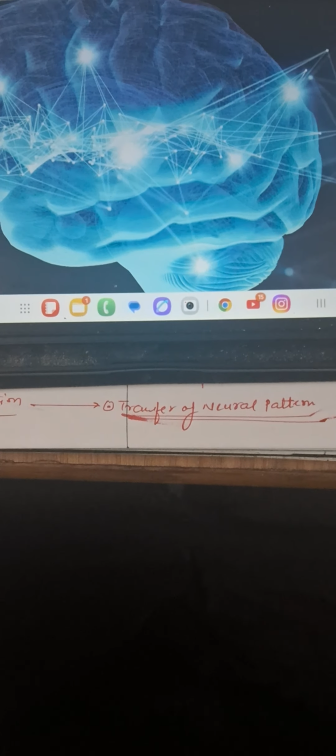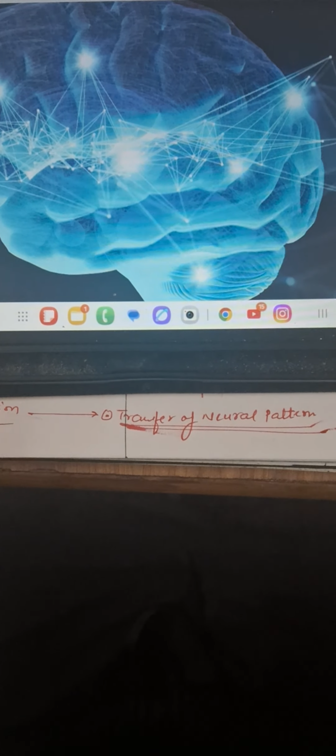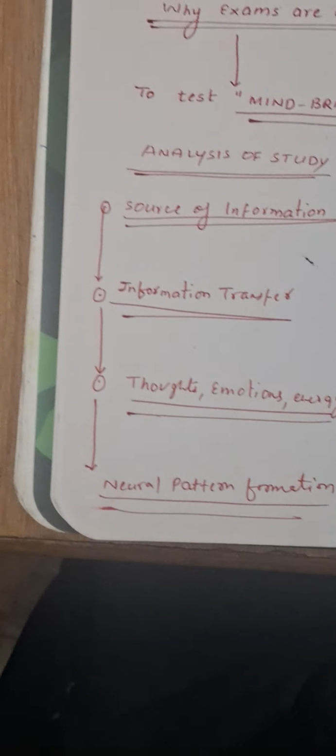Good afternoon, everybody. I am Acharya Vishvendra, and today I am going to discuss a worksheet on the neural patterns which are used for cracking competitive exams like JEE and NEET. So, let's begin with the worksheet.